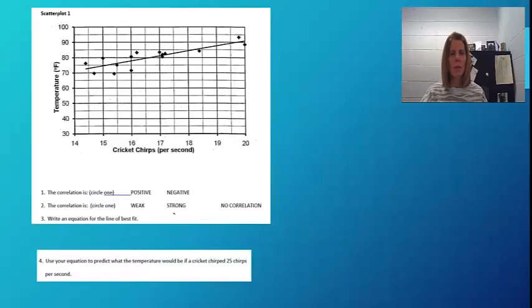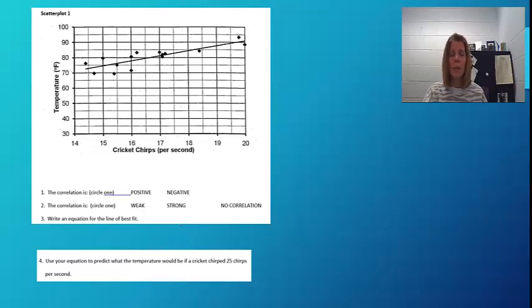All right, so what we're going to be looking at is just a scatter plot that's already been drawn for us. And then we're going to try to answer some information about it and then see if we can draw a line of best fit. Okay, so if you look at scatter plot 1, you'll notice on the x-axis it is labeled cricket chirps per second, and on the y-axis it is labeled the temperature.